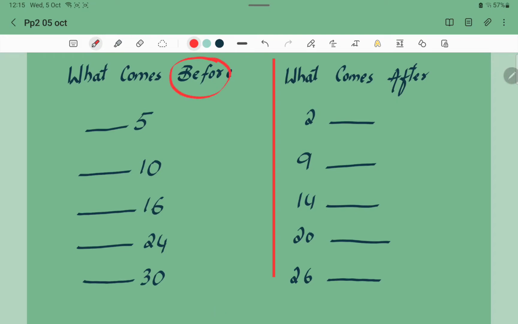Your students, before means pehle, after means baad mein. Toh pehle jo number aata hai, wo likhna hai. Baad mein jo number aata hai, wo likhna hai.